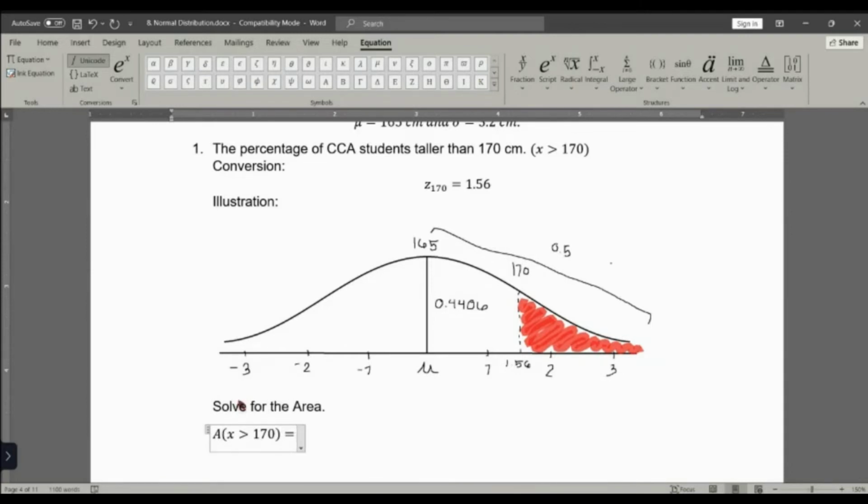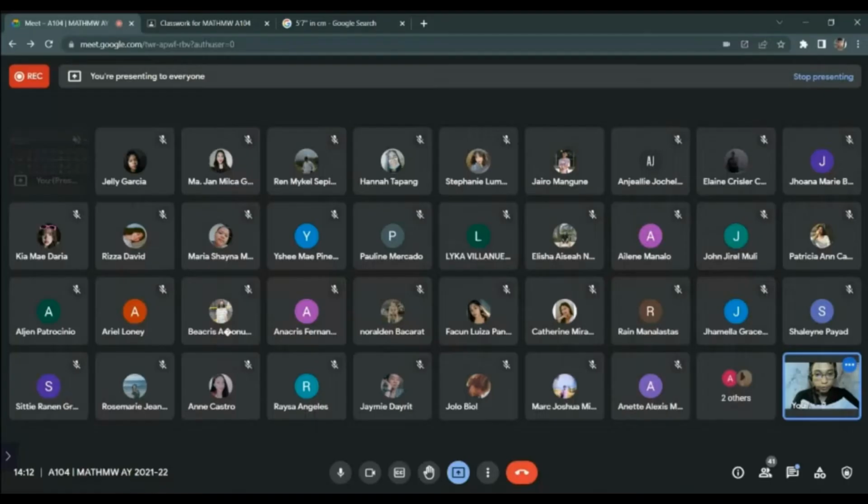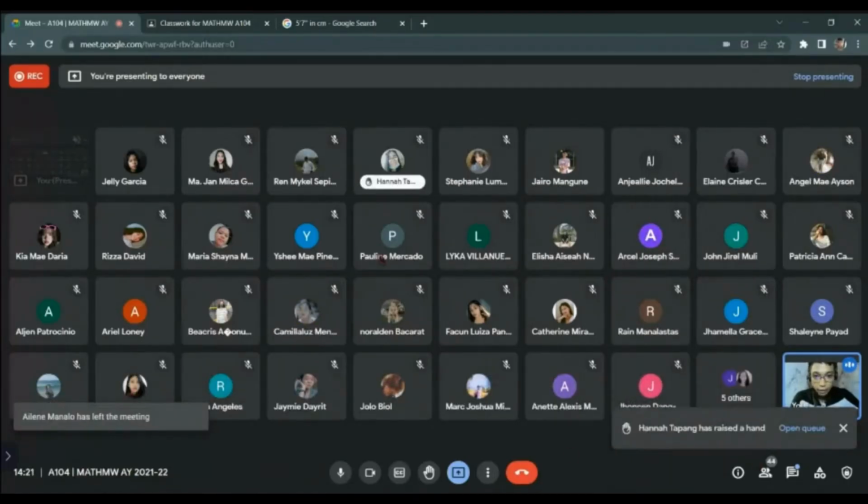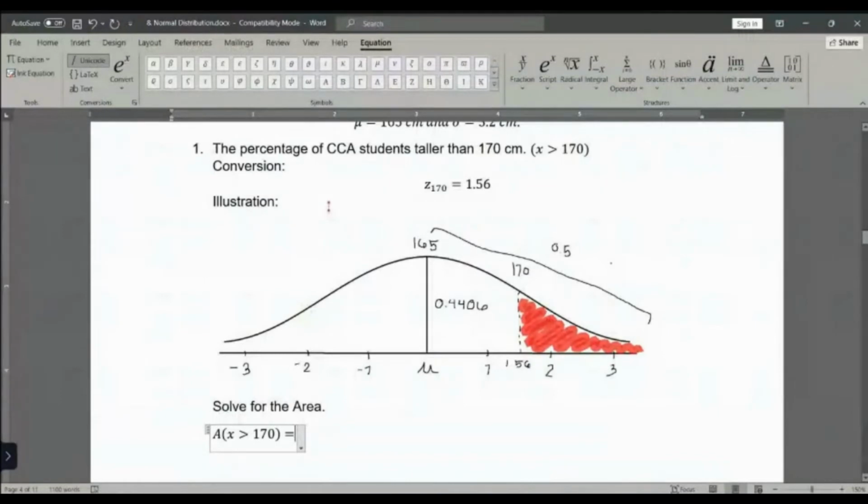This time, my question is, how do you think we could solve for this shaded region, knowing that this is 0.5 and this is 0.4406? Anyone? Yes, Hannah. Kunin muna po yung portion ng unshaded po, tapos i-less po ng 1 para makuha yung percentage ng shaded part po. Since yung parehong side po is 0.5, pag pinagsama po yung dalawa, 1 naman po yung total po.